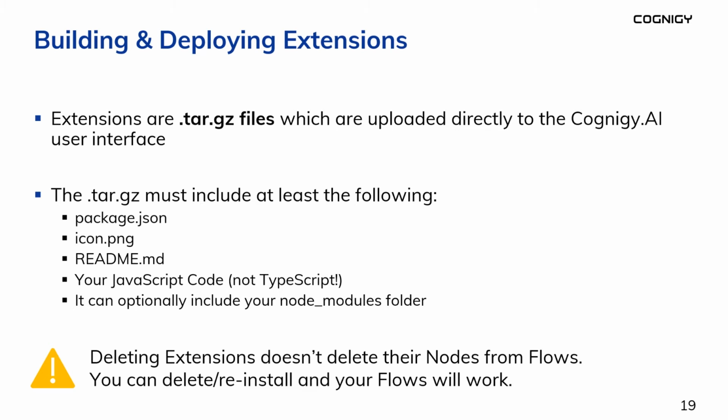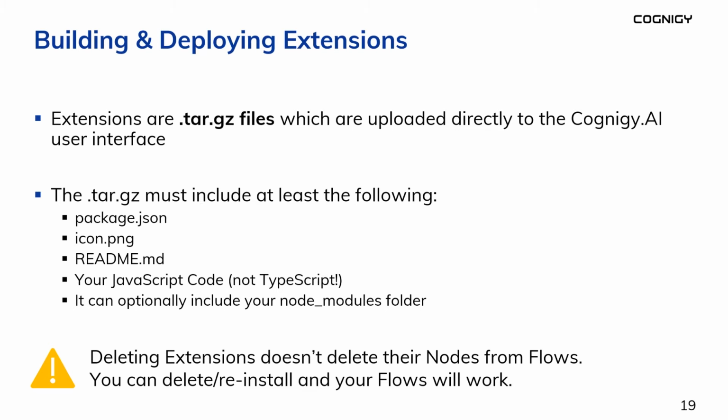The file has to contain the package.json, the icon, the readme.md, and your JavaScript code. If you're using TypeScript, be sure not to include only the TypeScript code. You can include it, but it doesn't do anything. You have to include JavaScript code. You can optionally include your Node modules folder, but you don't have to. If you don't include your Node modules folder, we will read the dependencies in the package.json and install those into your Cognigy AI installation. If you do include your Node modules folder, we will disregard the definitions in the package.json and just take your Node modules folder.